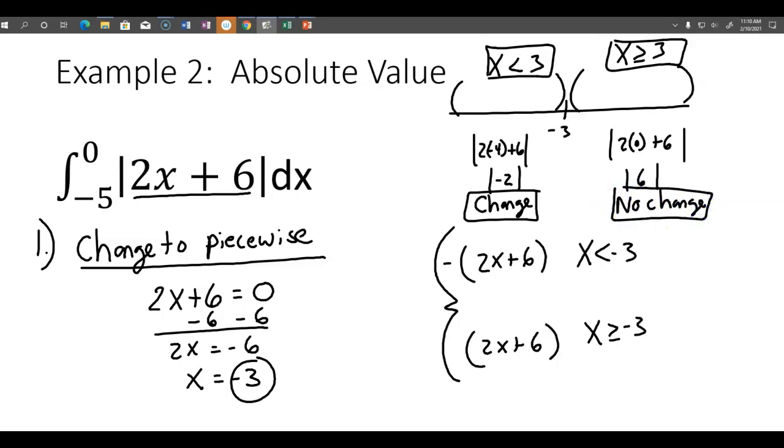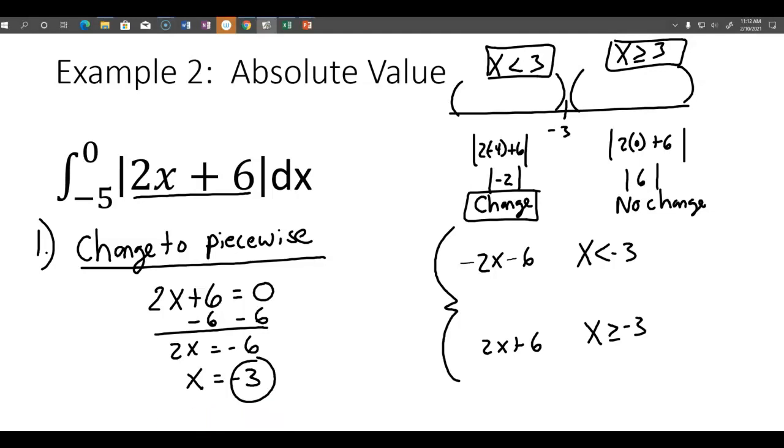So as you can see, based on the number line test, since this interval resulted in a change, for this interval in my piecewise function I put a negative in front because it changes the sign. Okay? And there's our piecewise function. Now it might be helpful to distribute this negative into the parentheses. We don't really need the parentheses on this one at all. So there we go, that's our piecewise function. That's step 1.